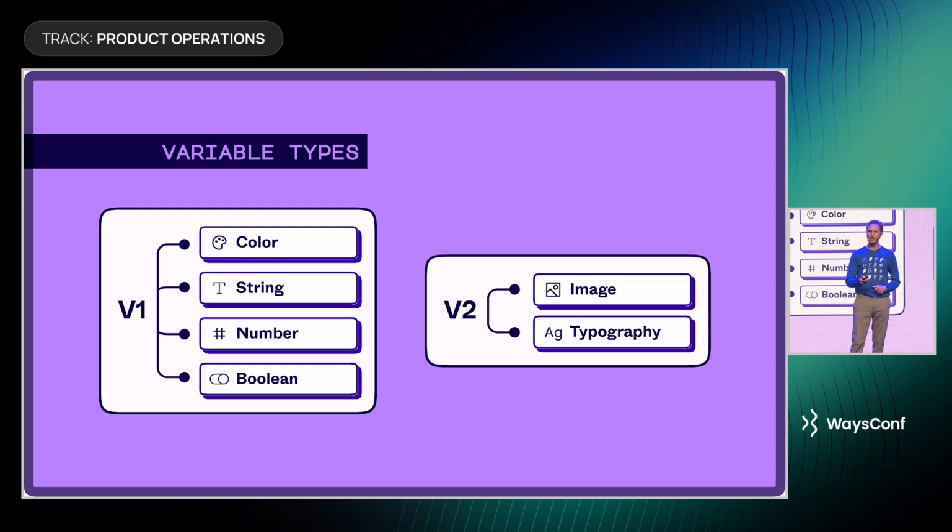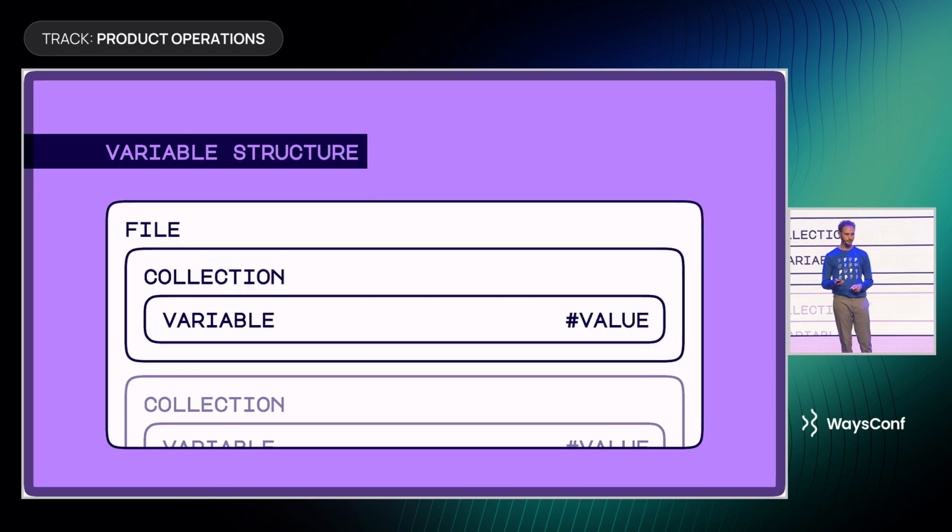There are other types in the pipeline as well. Here's just a few of them, but we're looking to encourage the proliferation of variables basically across your entire system over the next 12, 24 months as we release new types. So images is one of them, typography is another one, grids, shadows, those kinds of things are the next variable types that we'll be looking to support.